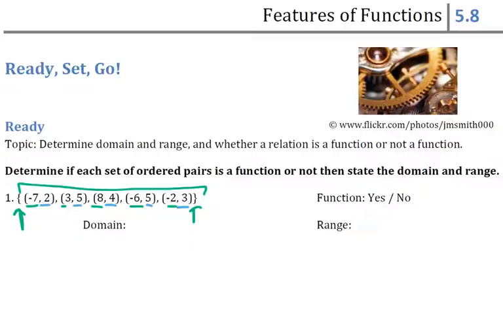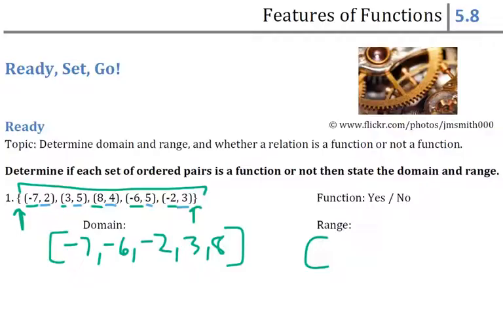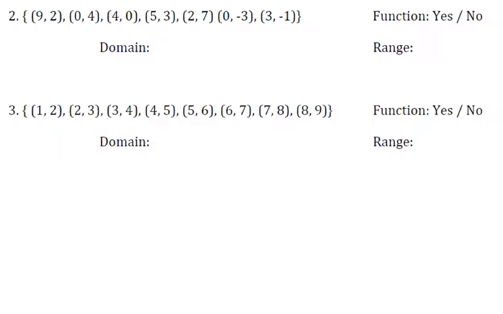So the domain would be, and most likely we should probably put it in order: -7, -6, -2, 3, and 8. The range, that one wouldn't necessarily have to be in order, but we can still put that in order, would be 2, 3, 4, 5 twice. Now remember, it's alright to have two of these if we have the different inputs. So yes, it would be a function.